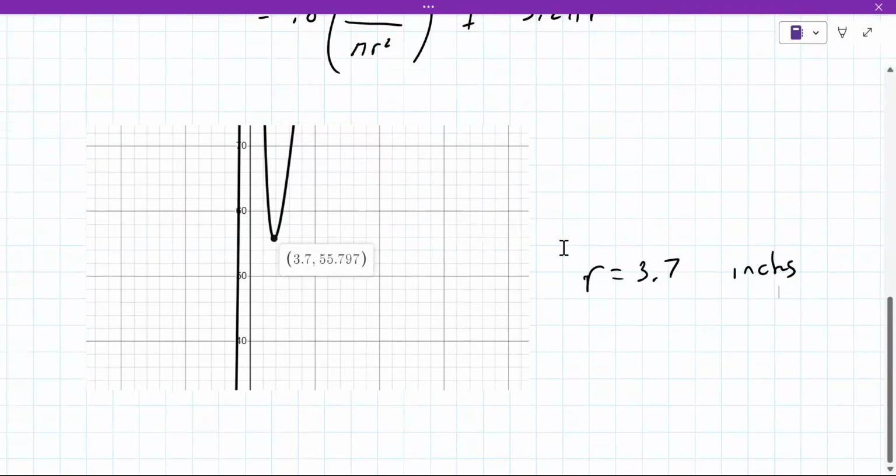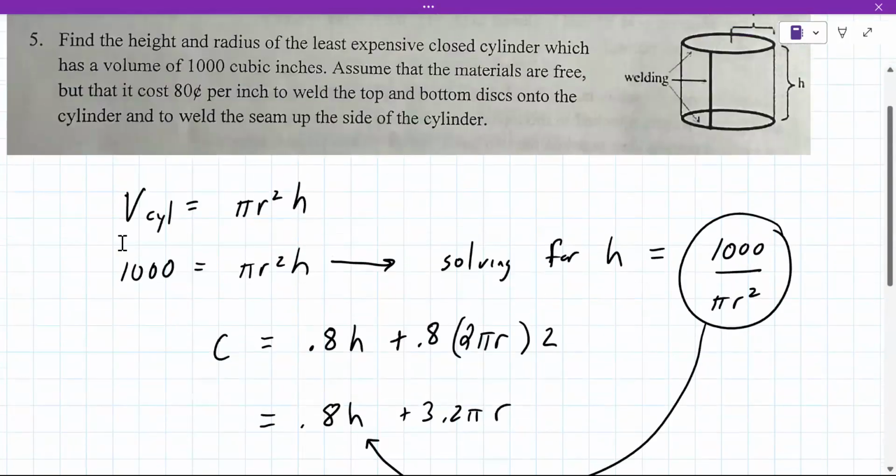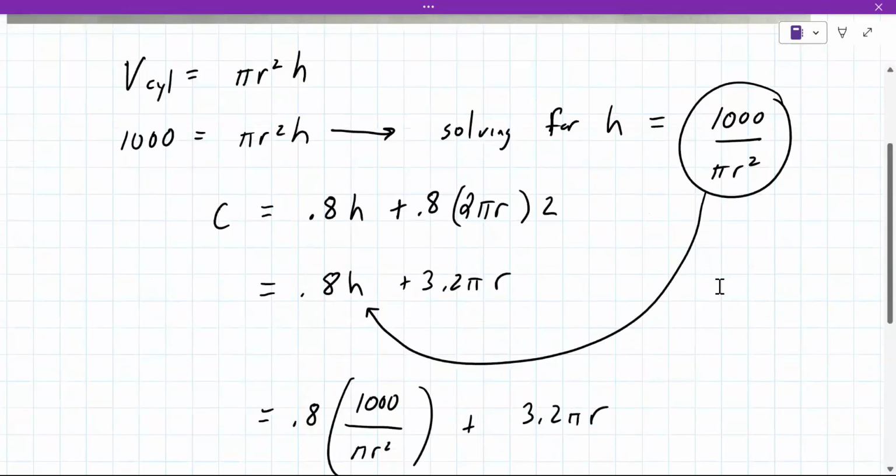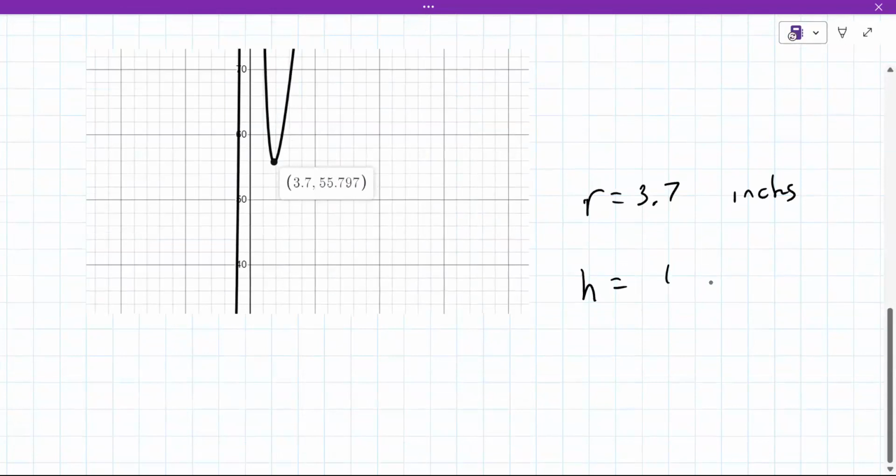And then to find the height, you would use this equation here. 1,000 over pi r squared. H is 1,000 over pi times 3.7 squared, like that. Does it ask for the volume? Well, not for anything. It says find the height and radius of the least expensive. We already know the volume is 1,000. Okay. So the cost, they don't actually ask for the cost. Okay. This other number is the cost.